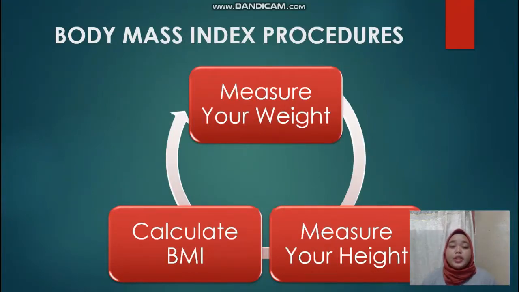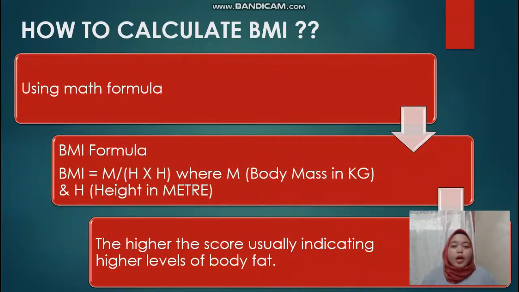There are three procedures that we need to follow for the BMI: measure your weight, measure your height, and calculate BMI. How do we calculate our BMI? We use a math formula: BMI equals M, where M is body mass in kg, divided by h to the power of 2, where h is the height in meters. The higher the score, the higher the level of body fat, which means the higher the BMI, the more fat in our body.